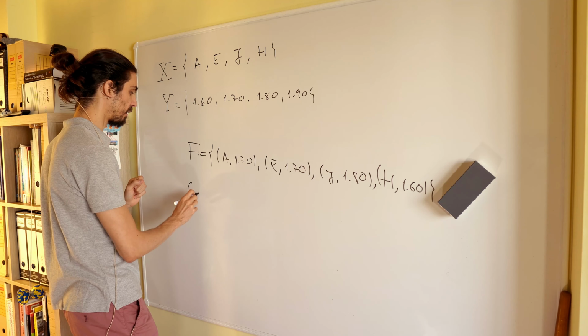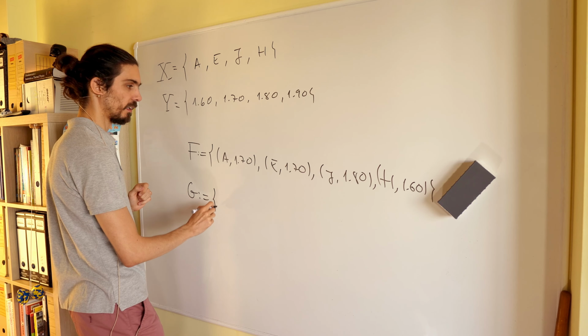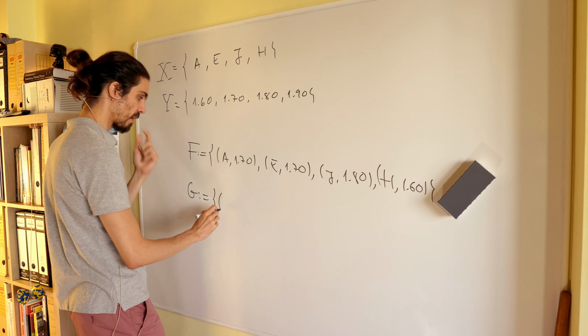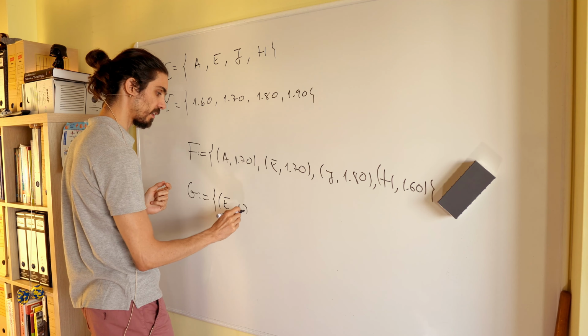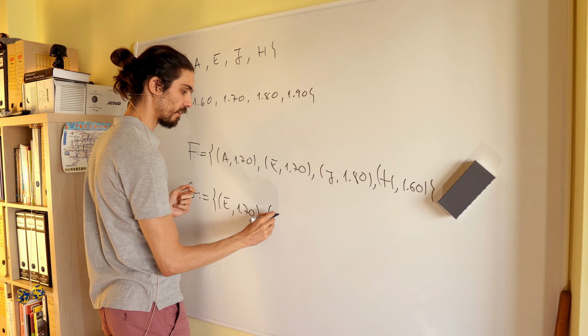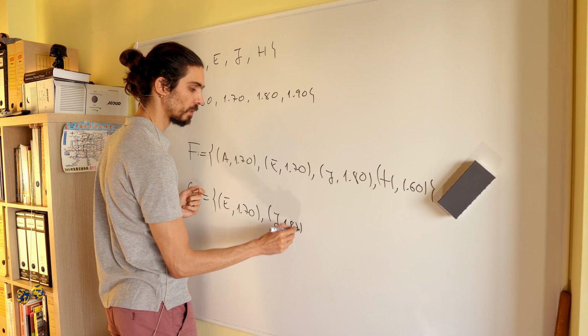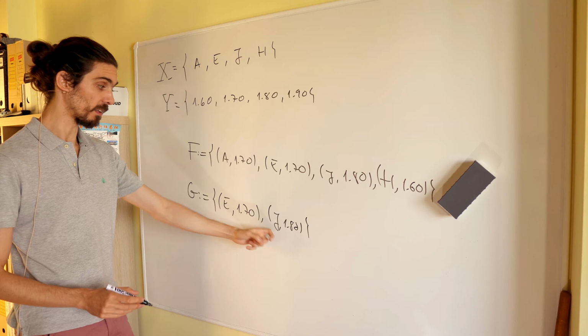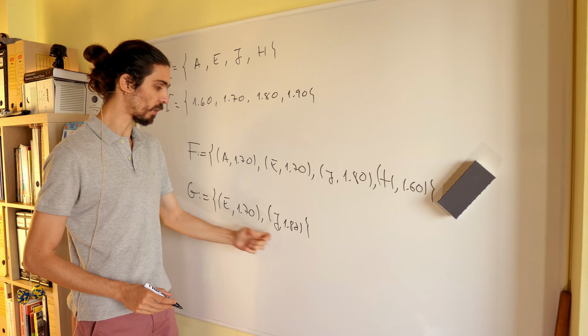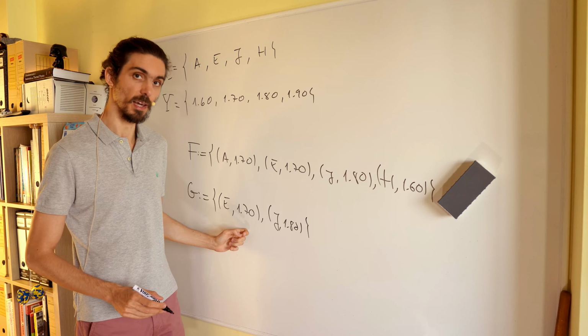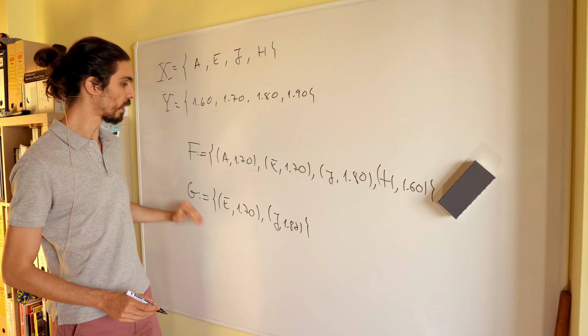Let's call it g, another subset. With Eve 170 and John 180. It's also a subset, and because again the first entries appear only one time, this is again a function. So these are two examples of a function.